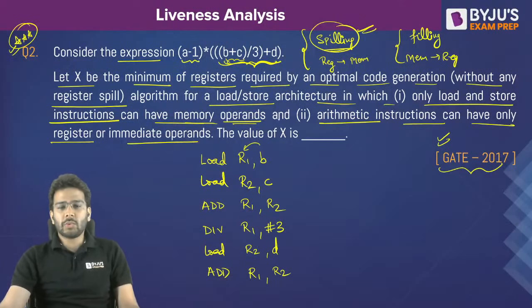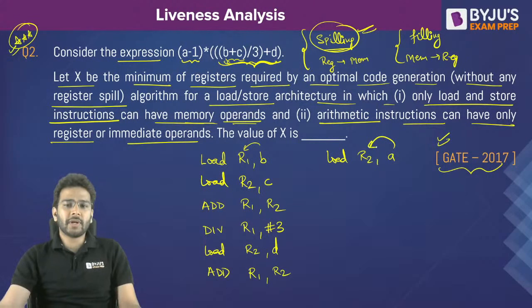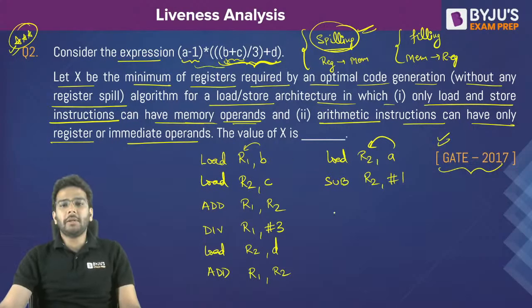Now let's talk about this one, a minus 1. To perform a minus 1, first we need to load the value of a, and we know R2 is free. So let's load the value of a into R2, right? And then we can perform subtraction. Subtraction is an arithmetic operation, so this is going to be R2 comma hash 1, because 1 is your constant, or you can say immediate operand. Fine.